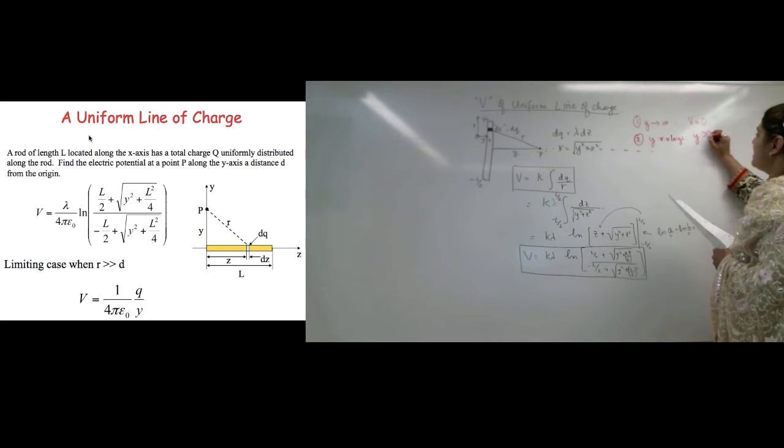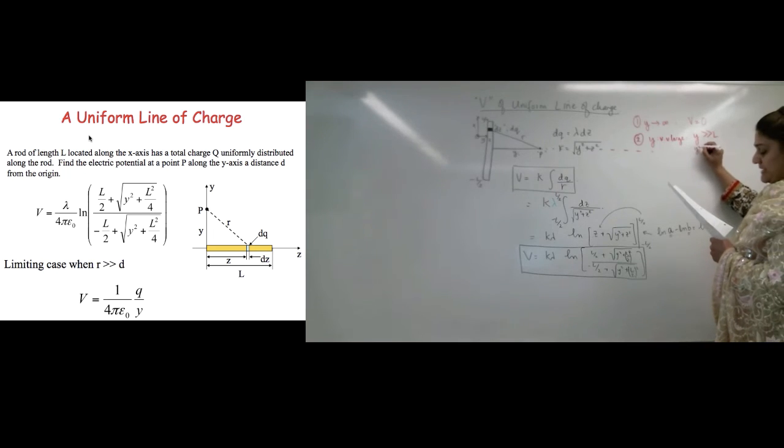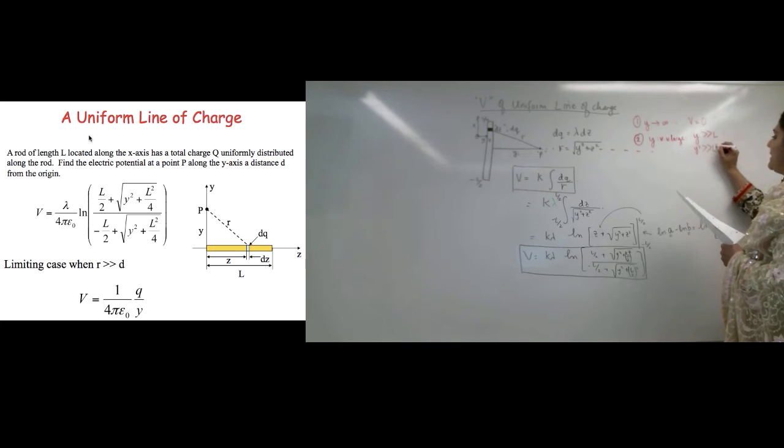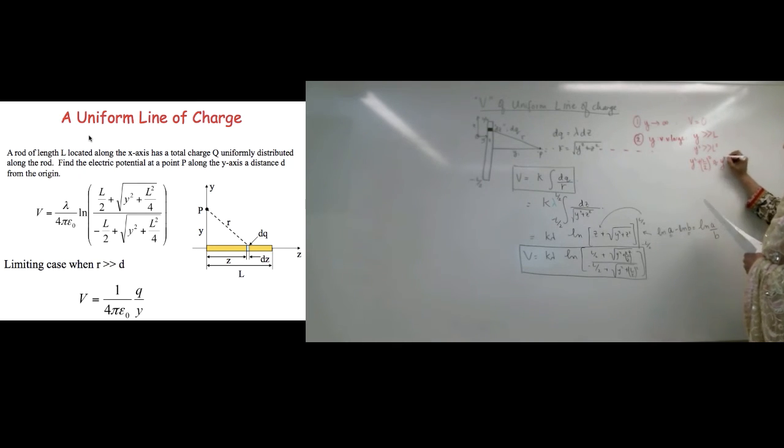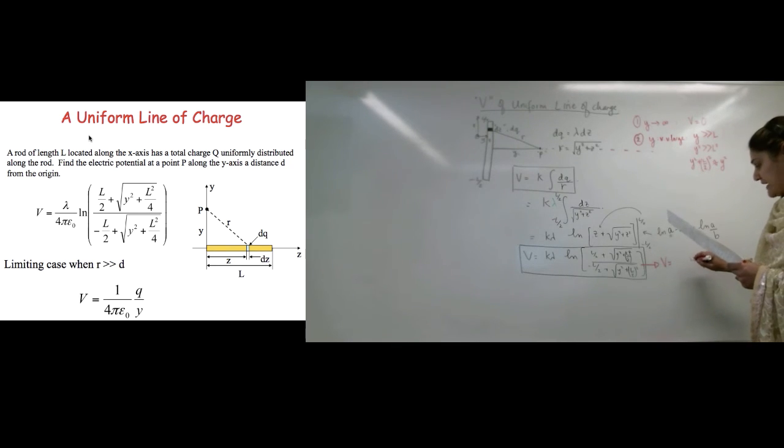y will become much greater than L, which is the length of the line. That means y squared will become much, much greater than L squared, which means I can rewrite y squared plus L by 2 squared to be about equal to y squared. I know that. So once I have these values done, I can plug those in here, and this expression will now reduce down to k lambda log of (L plus 2y) divided by (minus L plus 2y).